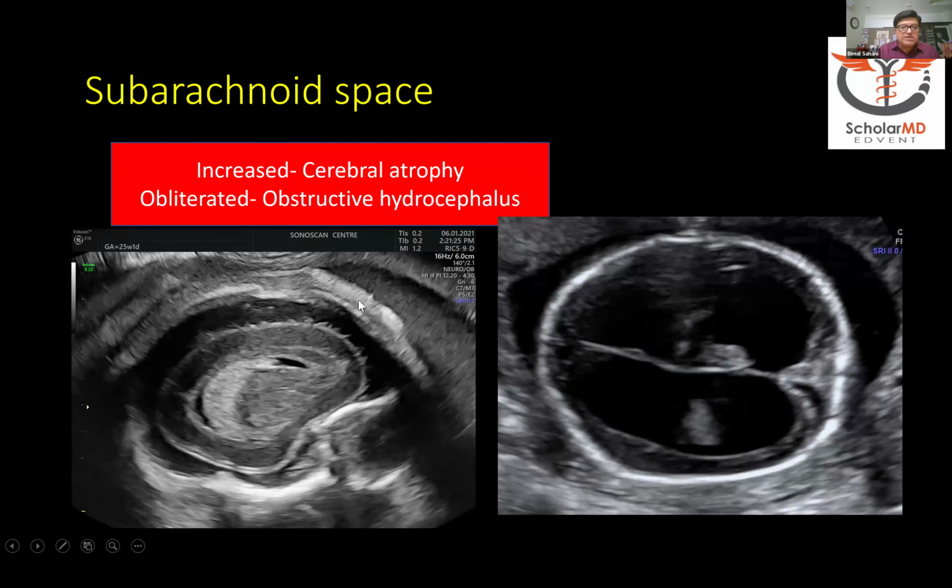And the subarachnoid space. If the subarachnoid space is increased, then we are dealing with cerebral atrophy. And again, this can happen with infections. The causes can be others, but yes, here you can see the subarachnoid space which is increased, and the subarachnoid space can get obliterated in obstructive hydrocephalus.